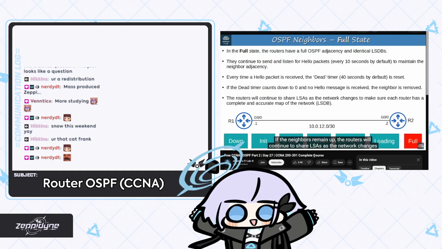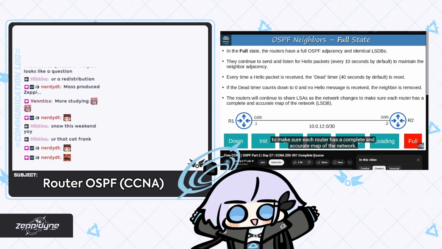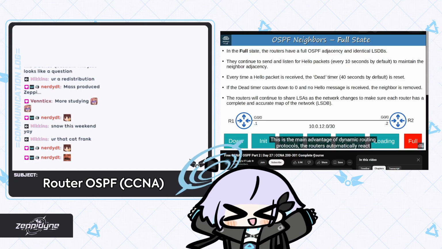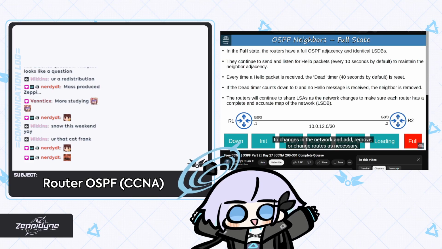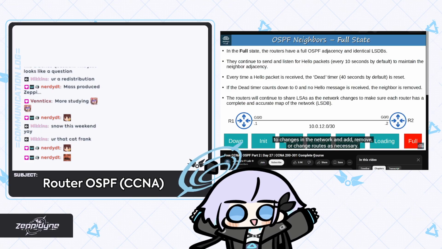If the neighbors remain up, the routers will continue to share LSAs as the network changes to make sure each router has a complete and accurate map of the network. This is the main advantage of dynamic routing protocols. The routers automatically react to changes in the network and add, remove, or change routes as necessary.